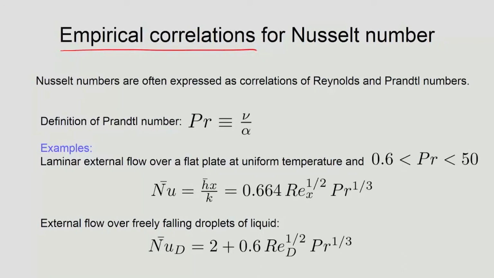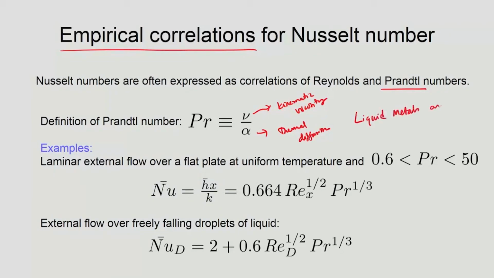Some of these correlations are given as a function of the properties. One of them, of course, is the Prandtl number. We call that a property because this is basically the kinematic viscosity, and this is basically the thermal diffusivity. So, both are properties. Prandtl number is a property of the material, and we want to take a ratio of these two because we are actually looking at the coupling of the fluid flow and the heat transfer.